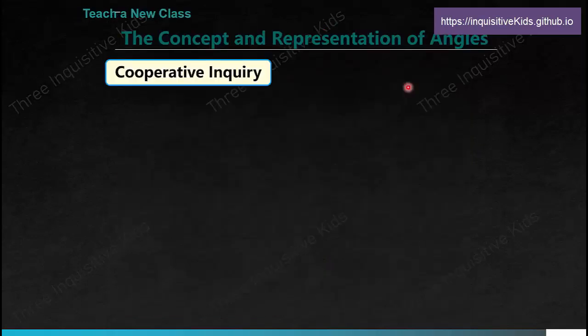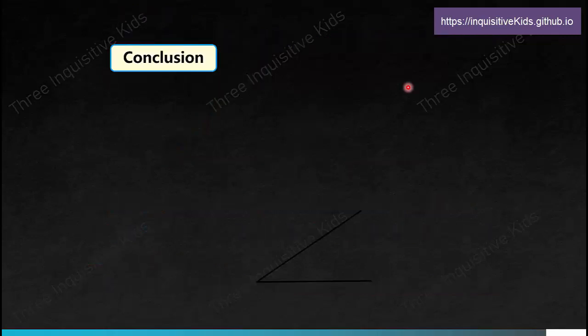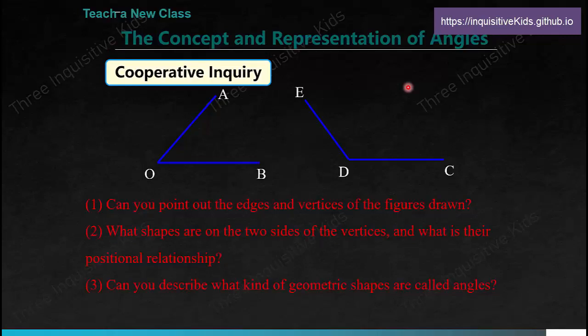So, the concept and representation of angles. What are angles and how can we represent them mathematically? Here are two angles, AOB and EDC. And I have 3 questions for you. 1. Can you point out the edges and vertices of the figures drawn? 2. What shapes are on the 2 sides of the vertices, and what is their positional relationship? 3. Can you describe what kind of geometric shapes are called angles?